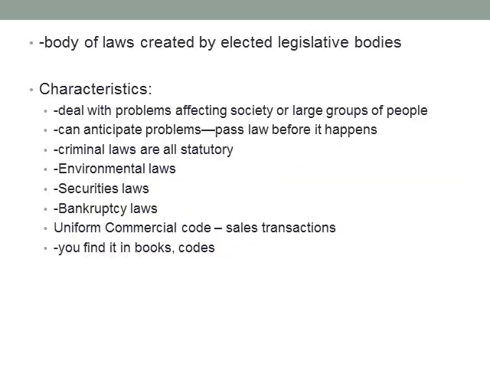And some of the characteristics in dealing with those, they deal with problems that affect society or large groups. When we have statutory law, there's two things that our lawmakers can do. They can anticipate or pass these laws anticipating that something could happen, or they can pass these laws in response to something that has happened. They're like, oh, there isn't a law for that. And we see that a lot.